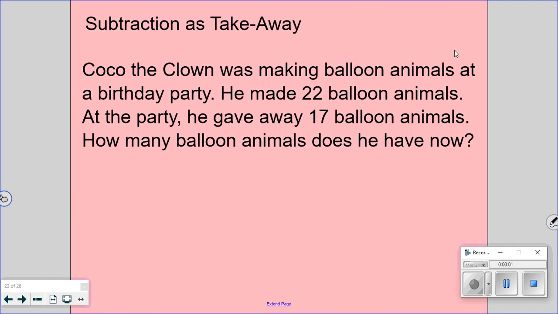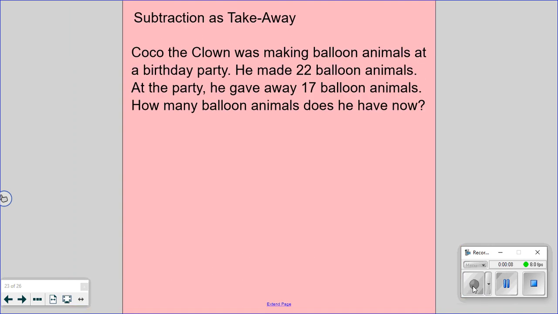Subtraction as takeaway. You don't need to write the word problem, but our title is subtraction as takeaway. So this is how we are used to thinking about subtraction. When we have something, a total, an amount, and then we're taking away some of that. You might be giving away something, you might have eaten something, you might have just lost something. All of those could be an example where you would be subtracting because it's been taken away.